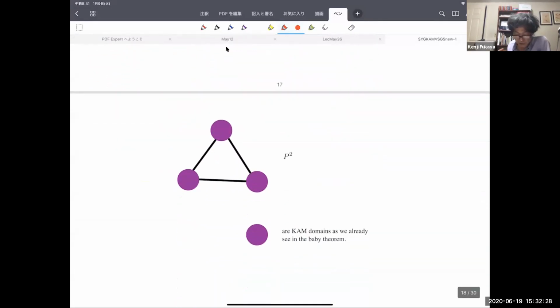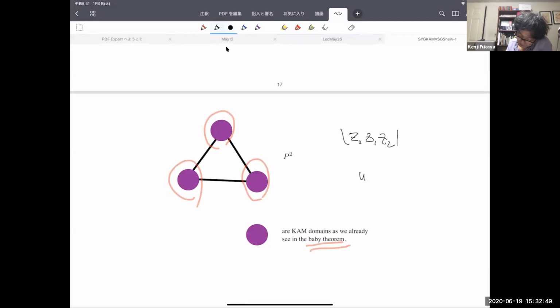Now I consider this P2. So this is a toric picture. Then on P2, you have these 3 domains, which are neighborhoods of the vertices. And I think I explained in the baby theorems that in this neighborhood, the dynamics is very simple. So you can just directly apply the KAM theorem. If there is just this guy and this guy, then everything is an integrable system. And with a small perturbation, you can use the KAM theorem so that almost everywhere you have invariant tori. So there is not so much to talk about.